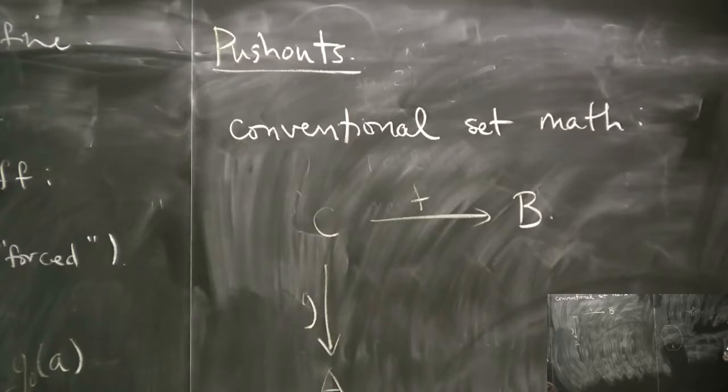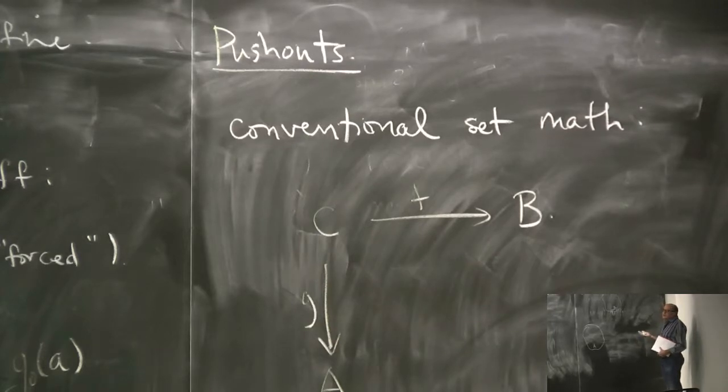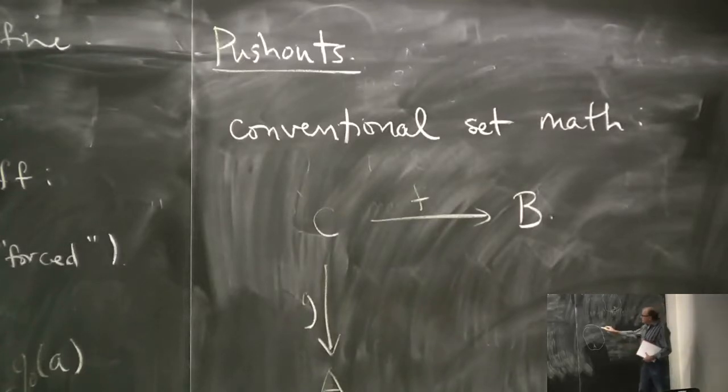And in a certain sense, you could say we want to form the union of these two guys, except we don't want to form the union of these two guys. We want to glue them together in such a way that some designated piece of each one is identified with a designated piece of the other one. So that designated piece is sort of the image of C.